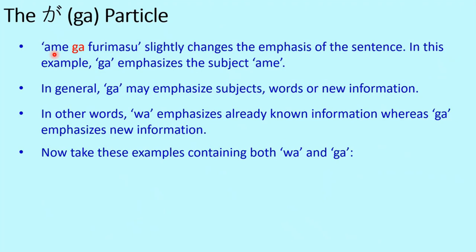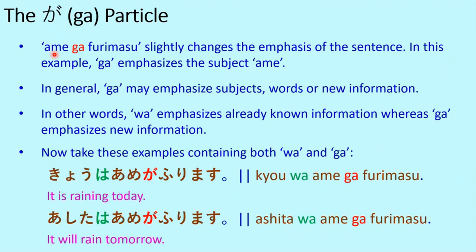Now take these examples containing both wa and ga to make the meaning clearer. Kyo wa ame ga furimasu. That is, it is raining today, or today rain is falling. If we do a word by word translation, then this means today rain is falling, or it is raining today. And another example is Ashita wa ame ga furimasu. That is, tomorrow it will rain, or it will rain tomorrow.